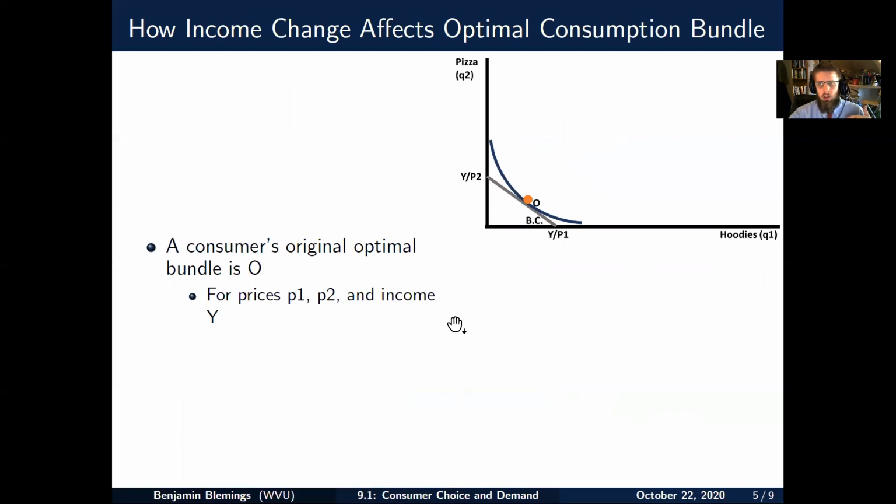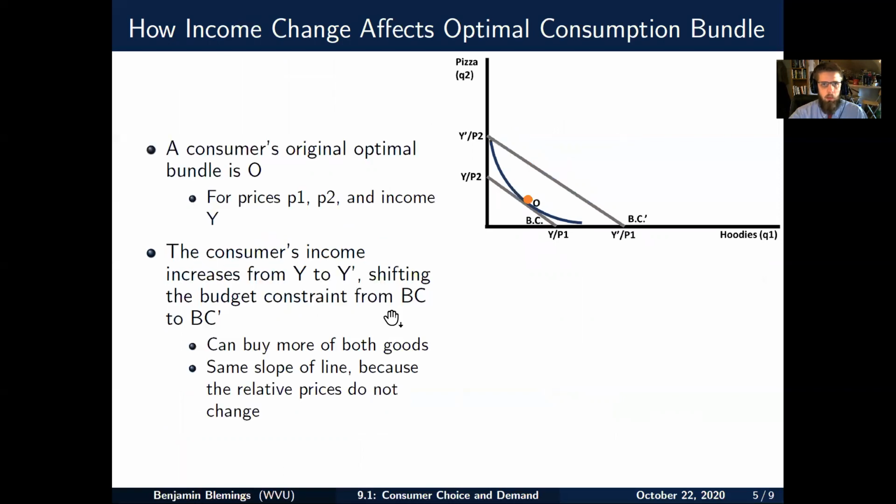So that's like the main result of this. And now we're going to use slight variations on it to make other interpretations. And so we have this consumer's optimal bundle O for prices P1, P2, and income like last time. Well, now income is going to change, and when the income changes from Y to Y prime, it affects the amount of Q1 and Q2 we can purchase. It increases both of them. And while it does that, it doesn't change the slope of the line because the relative prices are the same.